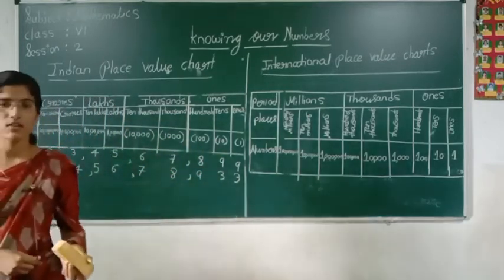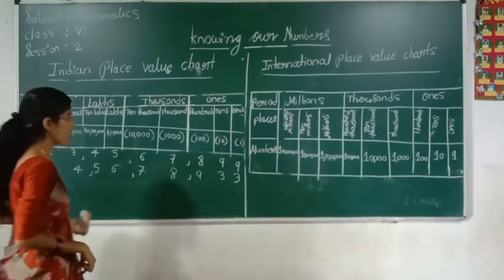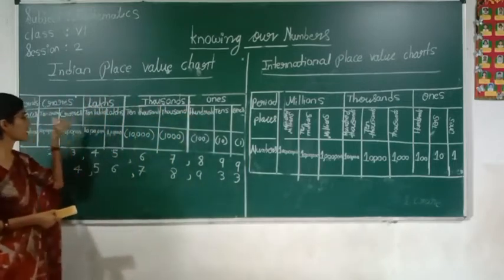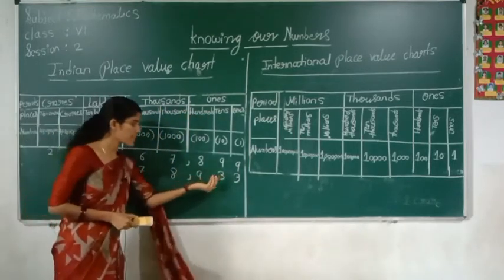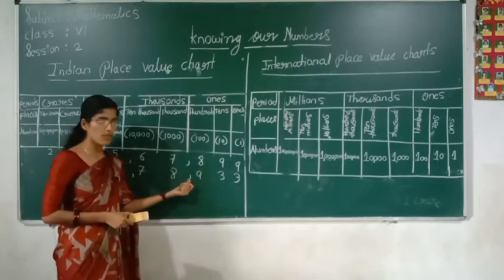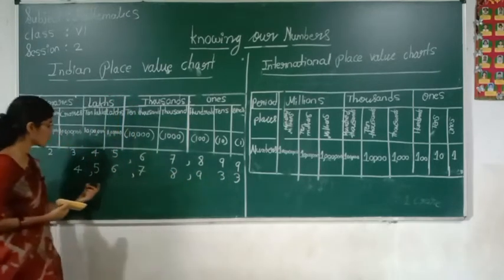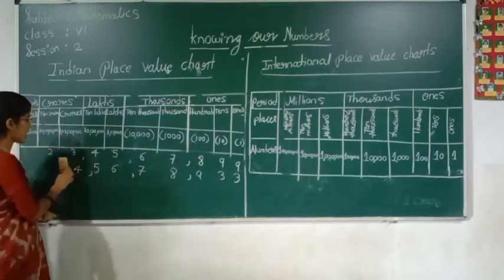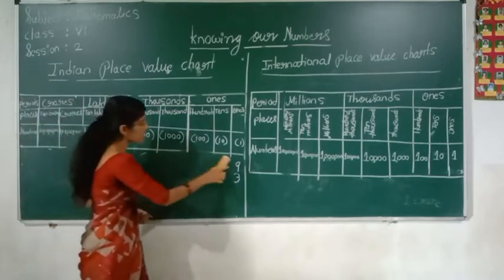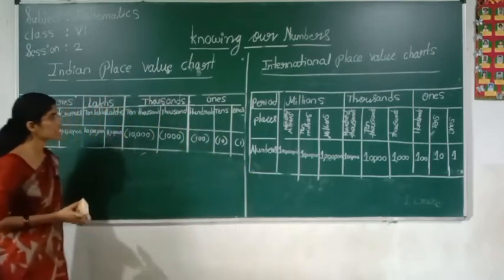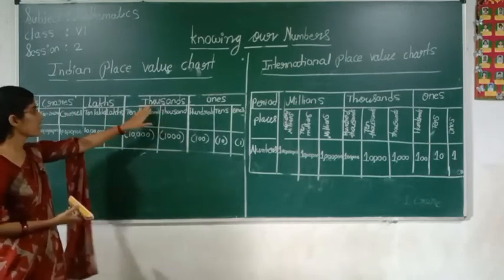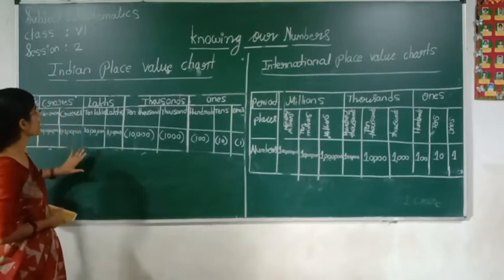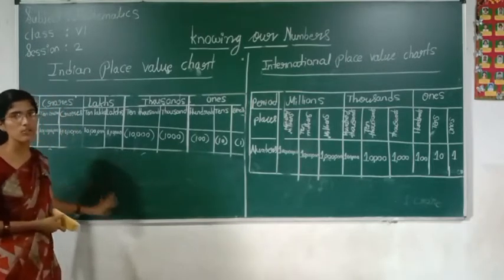What am I telling? In the Indian place value chart, we are going to give a comma after every period, that are ones, thousands, lakhs, crores. From the right side, first after 3 digits we have to give a comma, afterwards followed by 2 digits. This is nothing but the Indian place value chart. In the Indian place value chart, we divide the periods into 4, that is ones, thousands, lakhs, crores.